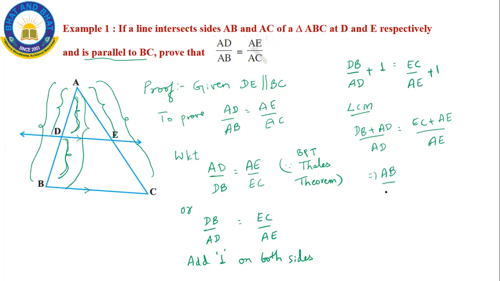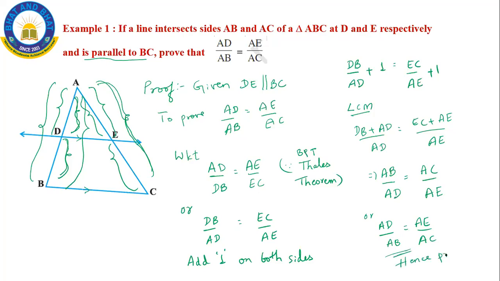So the denominator I'll keep as it is. Similarly, EC. So where is EC? EC is here. EC plus AE is nothing but our AC, this entire part. So AC by AE. Again, take the reciprocal of this, or I can say AD divided by AB is equal to AE divided by AC. Hence proved.